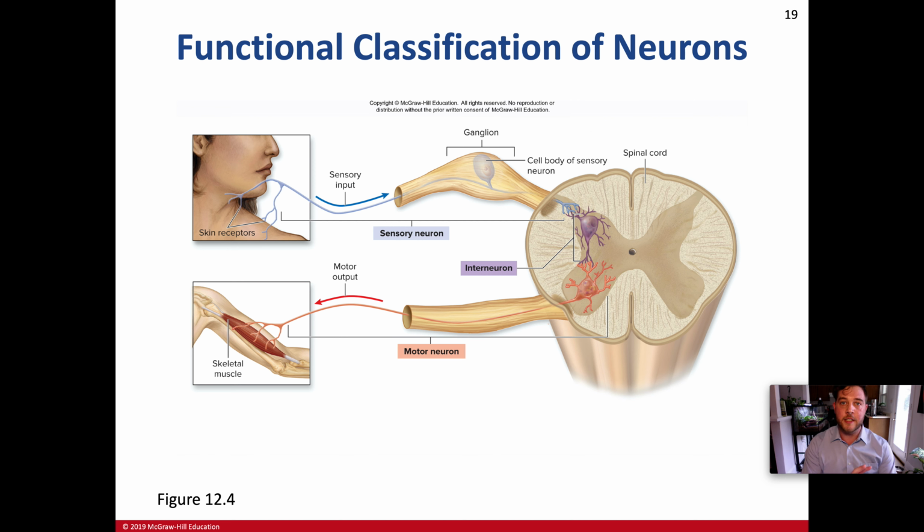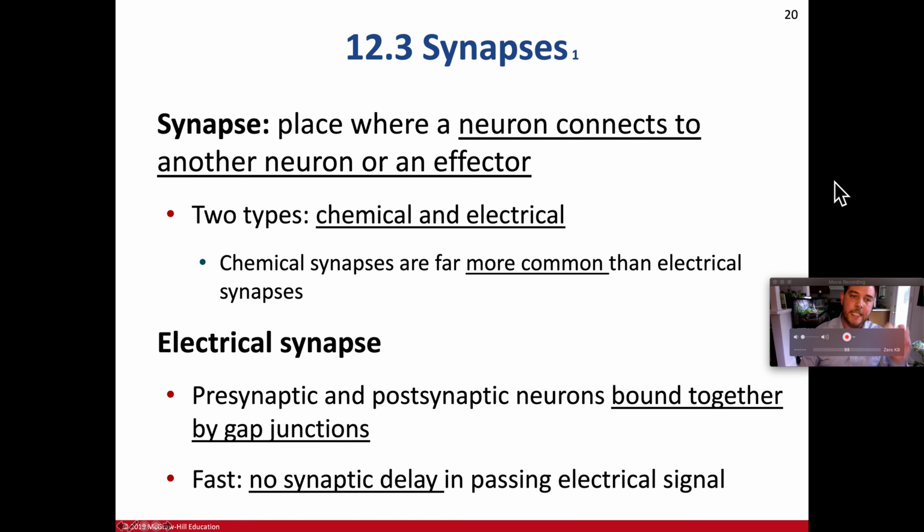Okay, so where do those neurons actually meet, whether they're sensory or motor or nervous? I'm going to dab just a little bit. Whew, this light is hot.